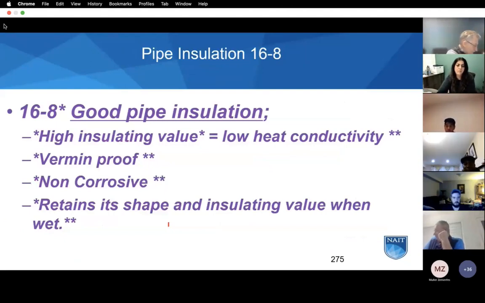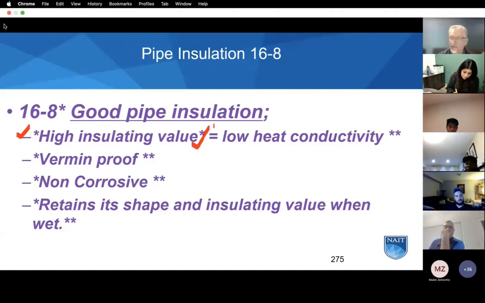16-8 starts a pretty long list of different materials. We're just going to hit the highlights. Piping insulation. High insulating value, of course, right? If we were to rate pipe insulation with R value, the higher the R value, the happier per cost of material, the happier we should be.